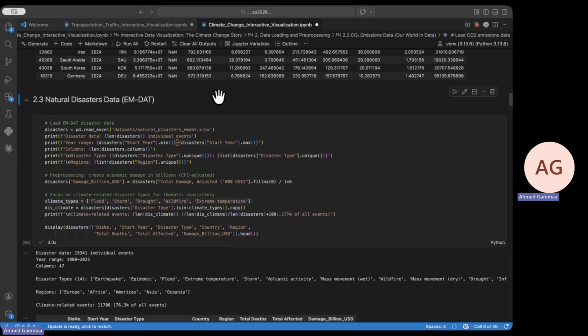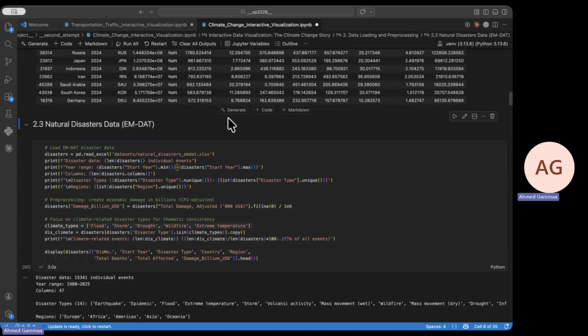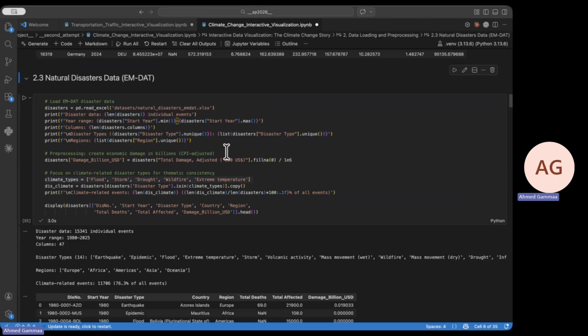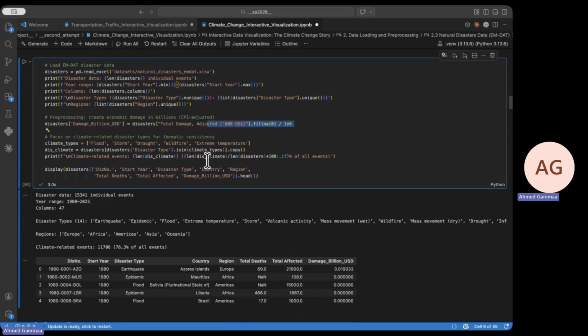Now let's go for the disaster data. It requires minimal pre-processing. We just load the Excel file, and then one of the things we need to do is converting the economic damage, the CPI adjusted, from thousands of dollars to billions of dollars by this simple equation across the whole column.